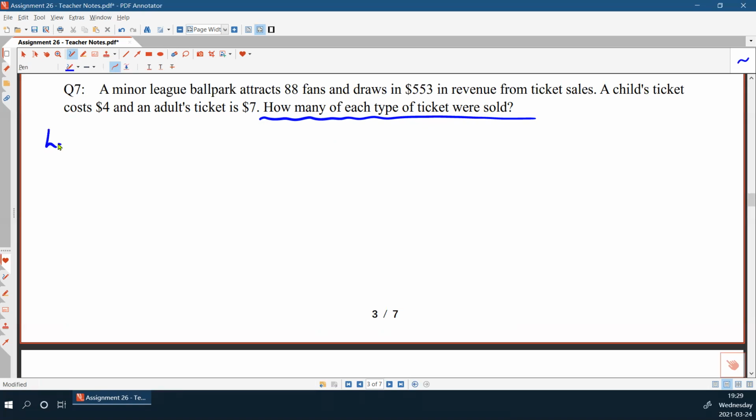So let's use two letters. Let's say we use C to denote the child's tickets sold.